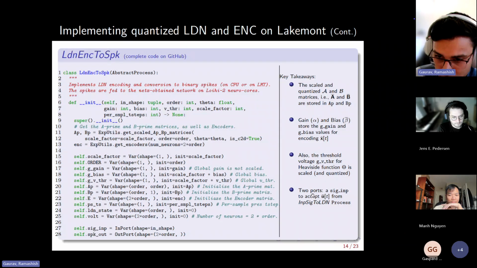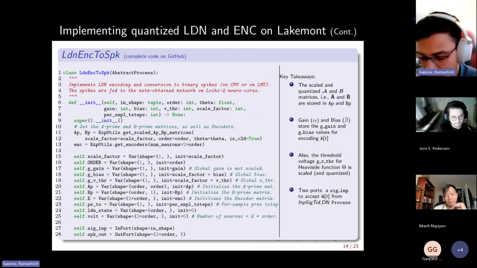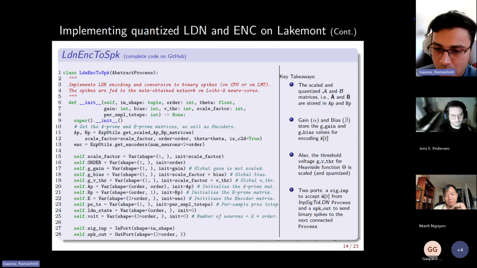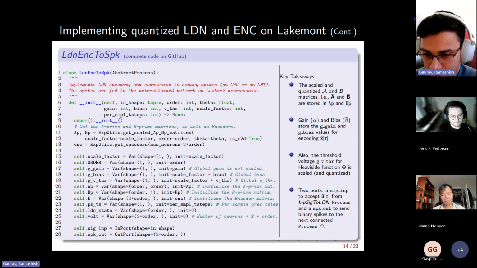There are 2 ports here: a signal input port that accepts the UT from the previously described input signal to LDN process, and the SPK output port, which is supposed to send the binary spikes to the next connected process, or you can simply collect the spikes as well.